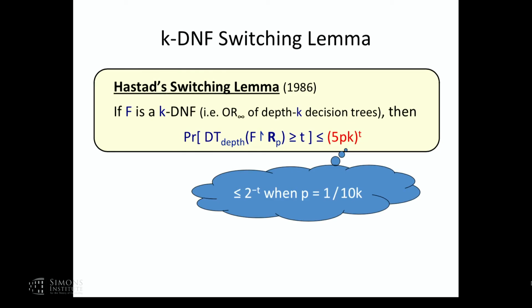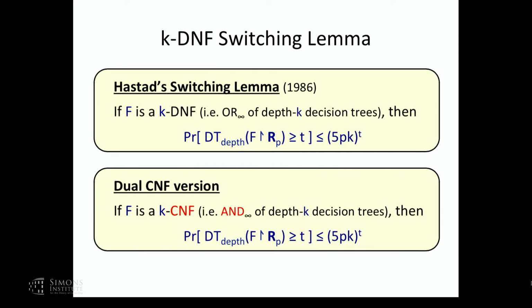So this holds in general for any p and any integer t, but one only really applies this when your p is something like 1 over 10k, so that this becomes like 1/2. The way you should think about this is that if we take p to be 1 over 10k, then we get an exponential tail bound. So the decision tree depth has an exponential tail bound. The probability it's bigger than t is at most (1/2)^t. Okay, there's also a dual version of this for CNFs. If you just replace DNF with CNF, or OR with AND, then the same bound holds.